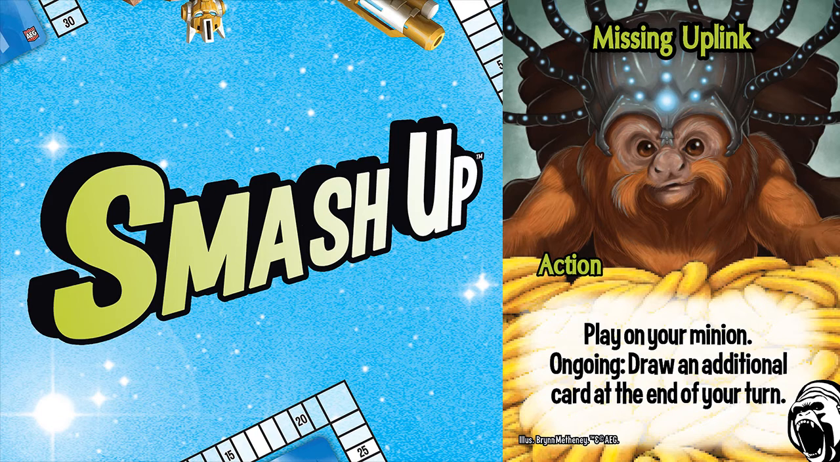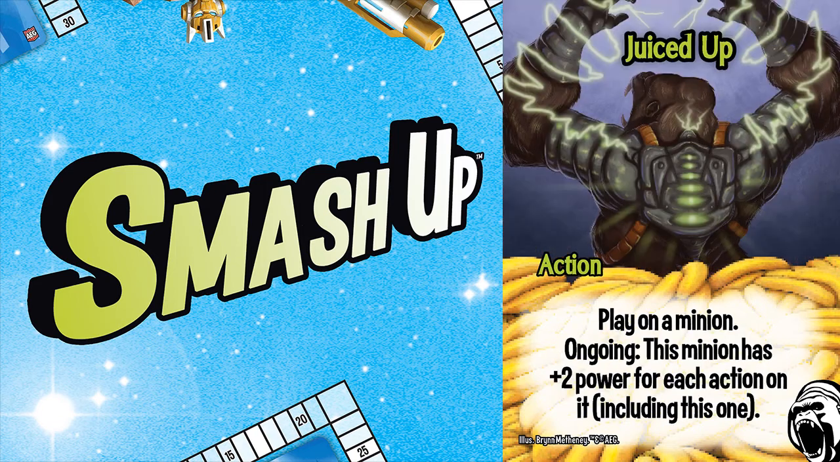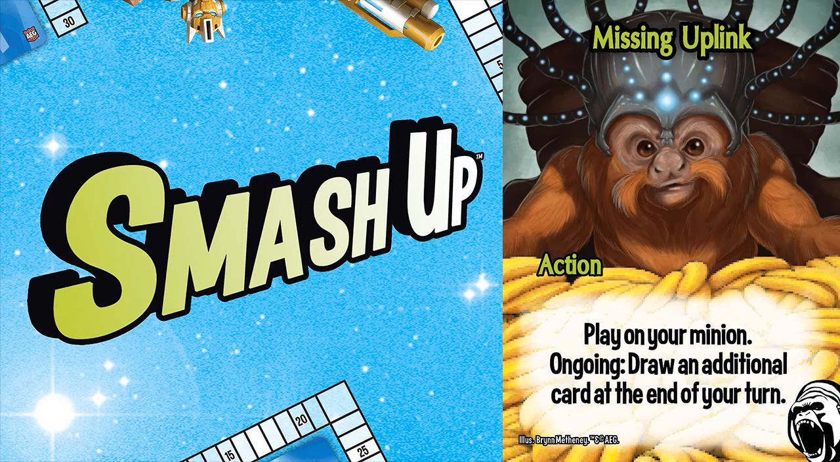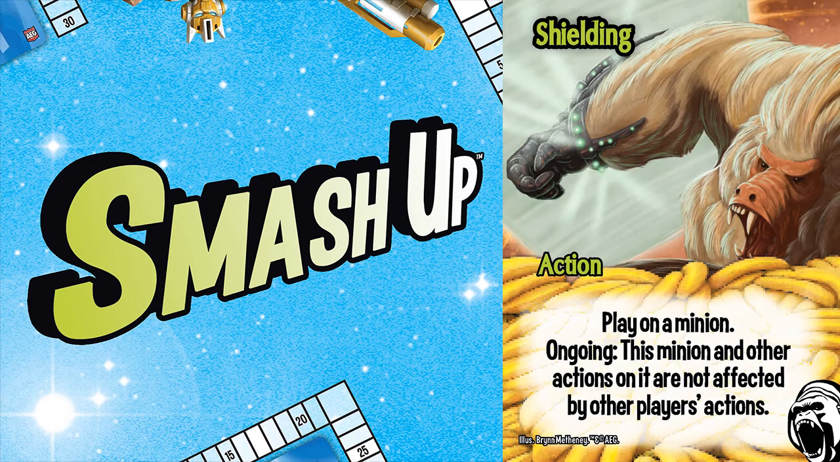I doubt you play it on someone else's minion anyway, because you have Baboom, Cyberback, and to a lesser extent Furious George, and you want stacking anyway for juiced up. But if that's the other one that is required to be played on your minion, this means you could play shielding on another player's minion to protect them from their own actions.